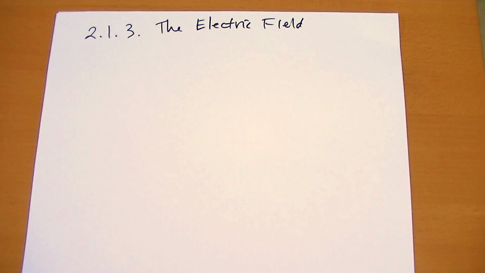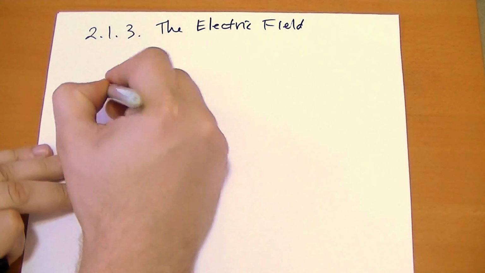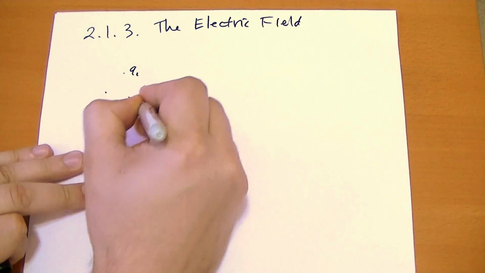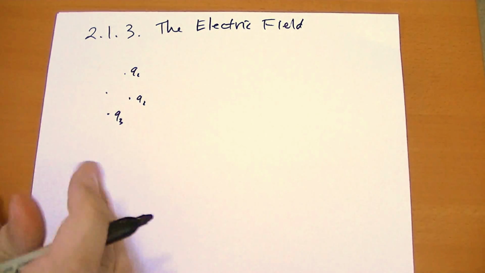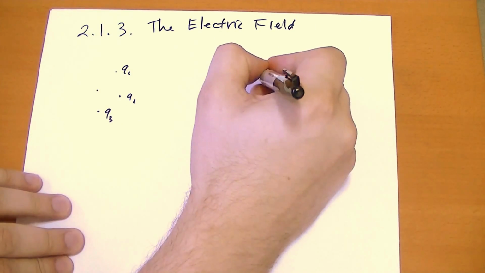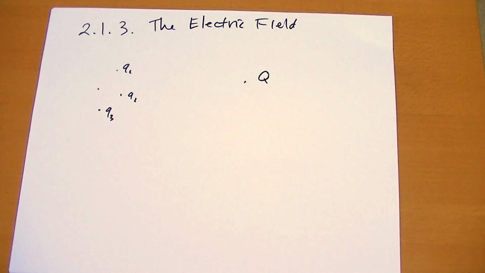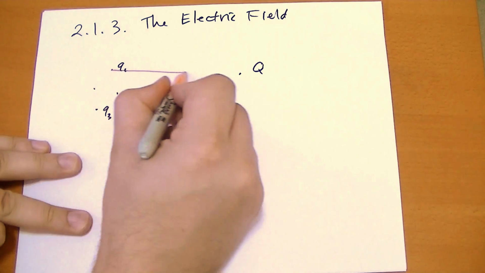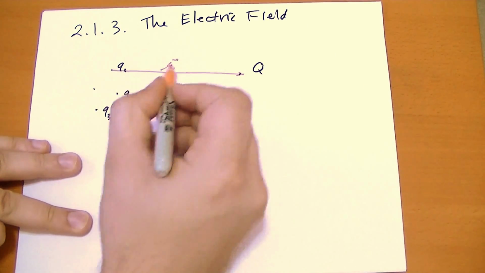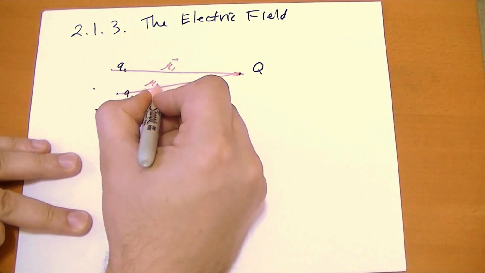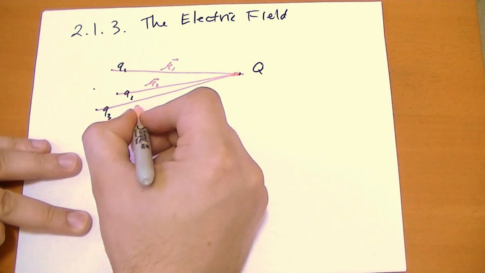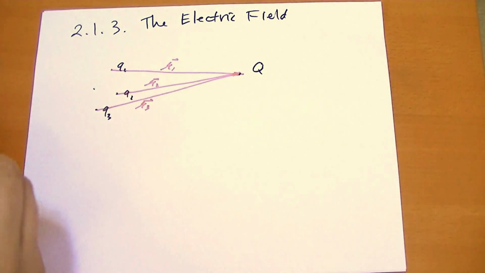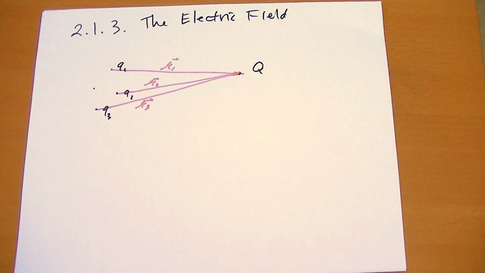Section 2.1.3, the electric field. Suppose we have a lot of source charges, Q1, Q2, Q3, etc., and we place our test charge somewhere out there. Each of these is going to have their own R vector. And the total force acting on Q is simply the sum of the forces.